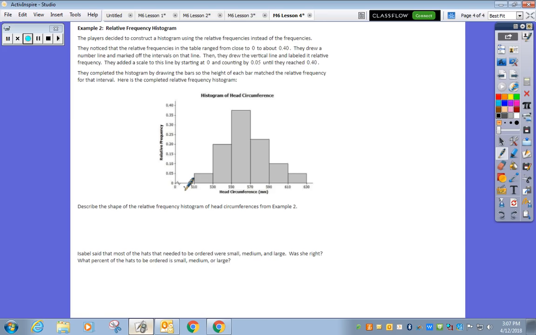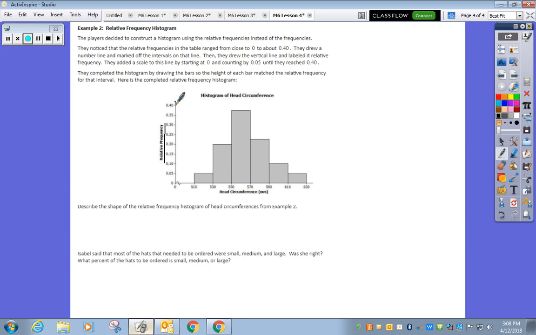Then they drew a vertical line and labeled it relative frequency. That's our difference. Yesterday we were looking at just plain old frequency. Today we're looking at relative frequency. They added a scale to this line by starting at 0 and counting by 5 hundredths until they reached 40 hundredths. So basically, they're really counting by 5s. So 0.05, 0.10, 0.15, 0.20, so 5, 10, 15, 20, 25, 30, 35, 40.